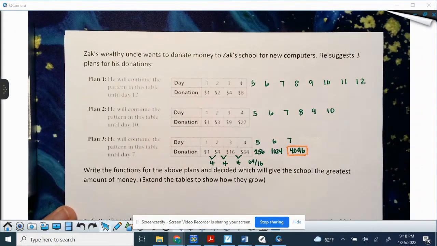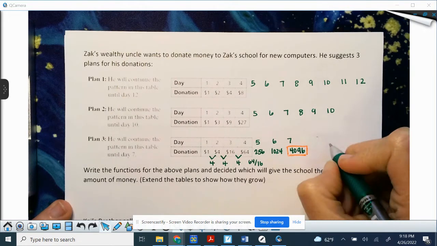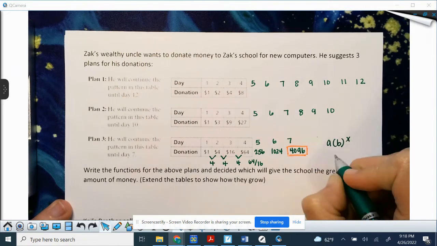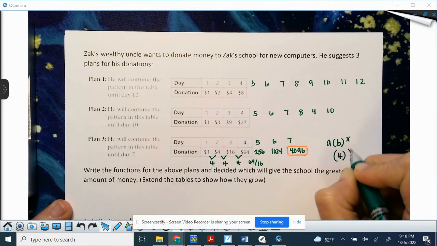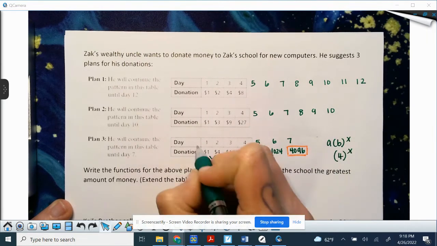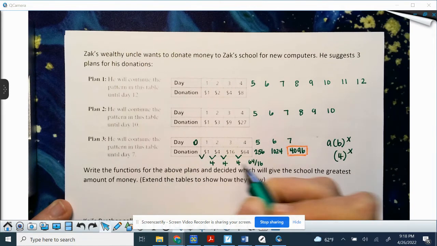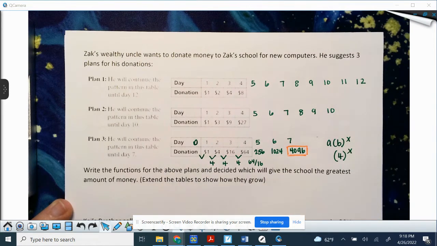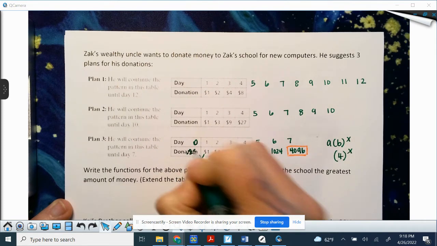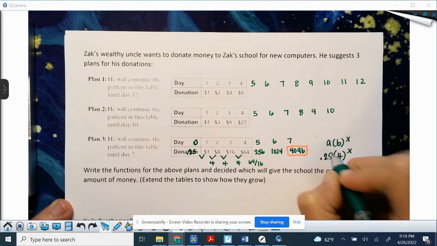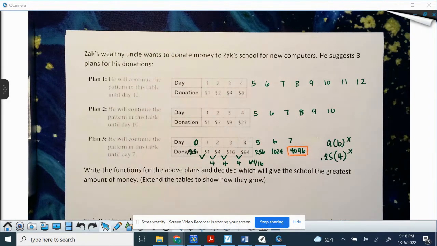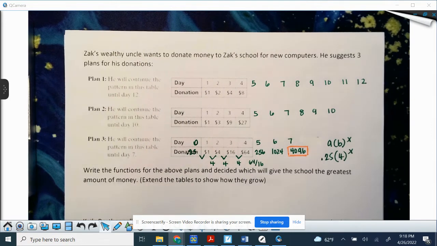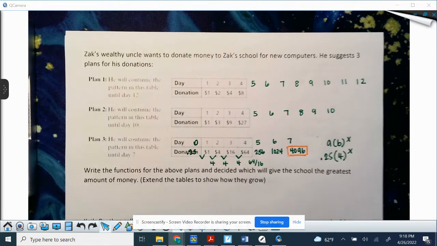This function, though, so our rate of change, our a times b to the x, our b is going to be 4. And our starting amount, remember, this is as if we were going backwards to 0. So that's going to be 1 divided by 4, which is 0.25. So it's going to start at 0.25. So he obviously put in 25 cents, it started with 25 cents in the account. Day 1, it became 1. Day 2, it became 4. Day 3, it became 16. Day 4, it became 64.